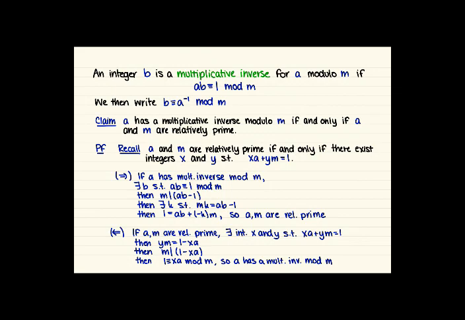So that completes that proof, and this can be a really handy test if you're trying to figure out if something has a multiplicative inverse or not. You can also use this to figure out what that multiplicative inverse is, because once we write xa plus ym equals 1, it turns out that x works as a multiplicative inverse. So you can use that to find multiplicative inverses as well.